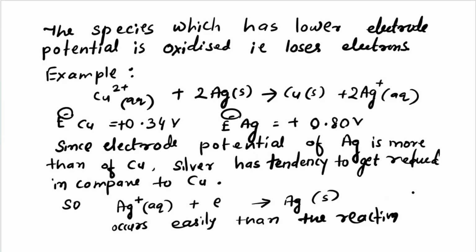The species which has the lower electrode potential is oxidized. Now here, as an example, you can see one is Cu2+ and the other one is Ag. When you see the standard electrode potential E0 of copper, that is +0.34 volt, and silver is +0.80. Now you can observe which is the higher value. That means here the electrode potential of Ag is more.